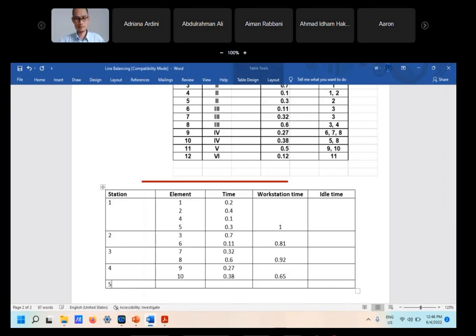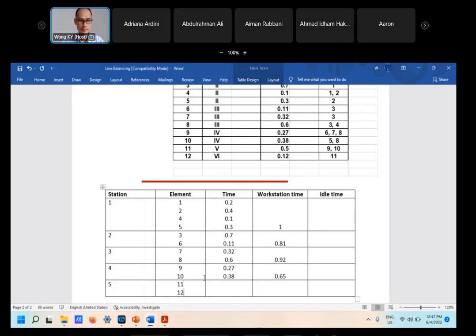Okay, and the last workstation, because we still have a few more elements to assign. 11, 12. Most of you say 11, 12. Okay, correct. 11 is 0.5, 12 is 0.12, and the workstation time will be 0.62. Okay, so this is the answer. This is the assignment of work elements into workstations.